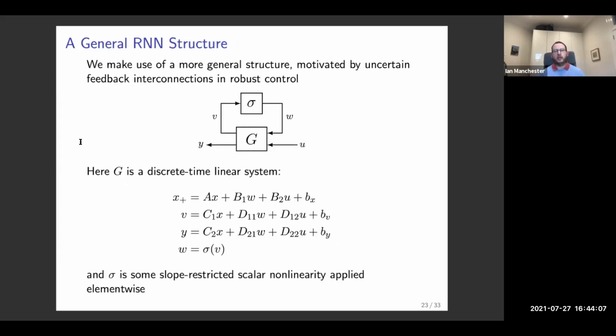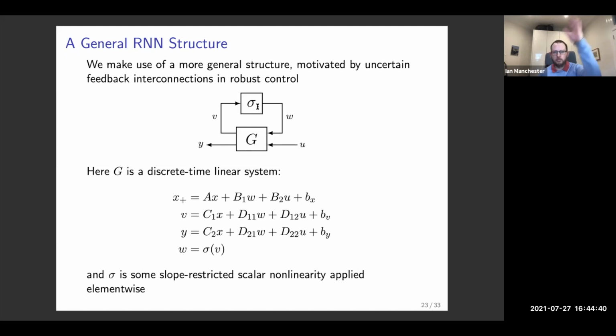And then we go beyond that to the dynamical model, and here we use a framework which is common in robust control theory, which is to consider nonlinear models as interconnections of linear and nonlinear components. So we think of this feedback interconnection here, where G is a linear state space model given by these equations, and sigma represents the scalar element-wise nonlinearity. So here we have W equals sigma of V.